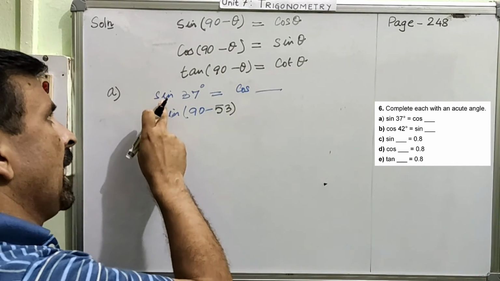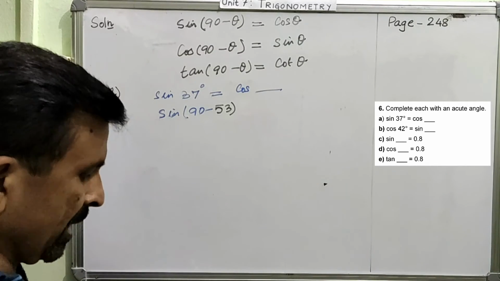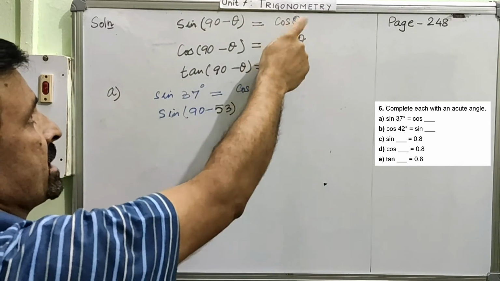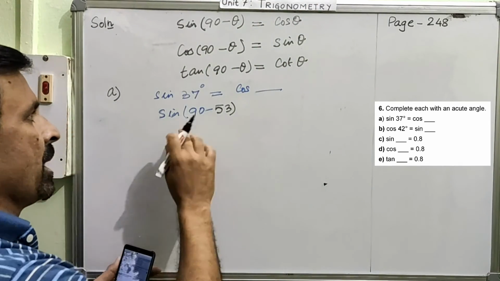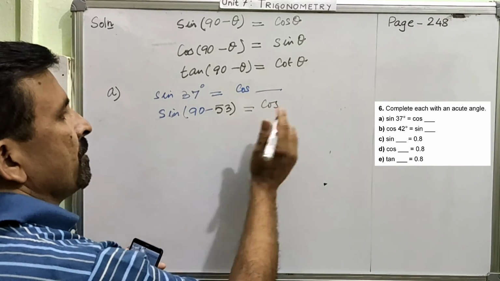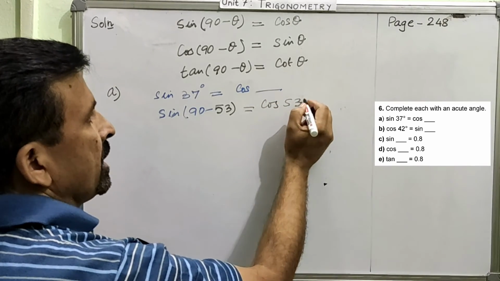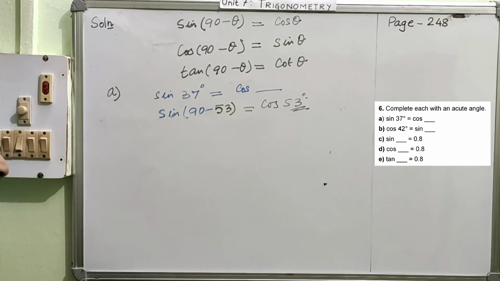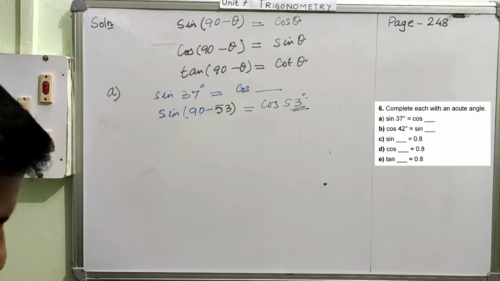Now see the advantage. I wrote the same thing in a different way, but by writing like this, I have one advantage: sine of 90 minus theta is written as cos theta. So this will become cos theta, and theta is how much? 53. This becomes your answer.